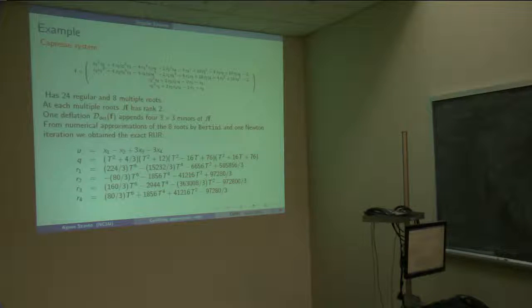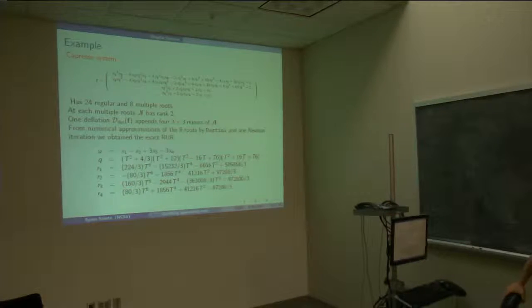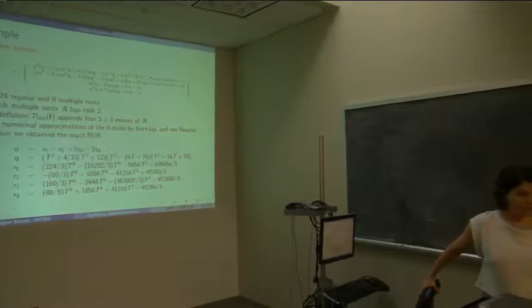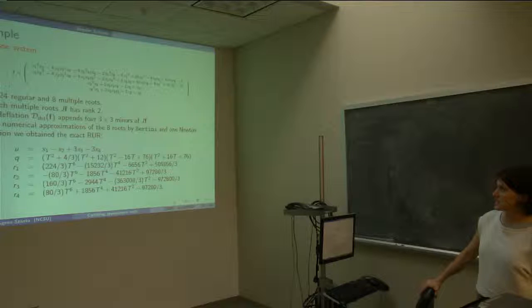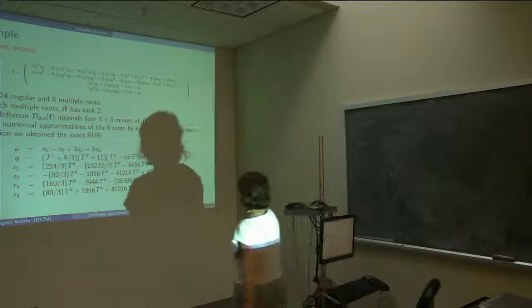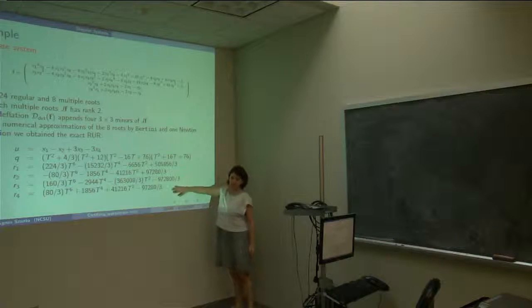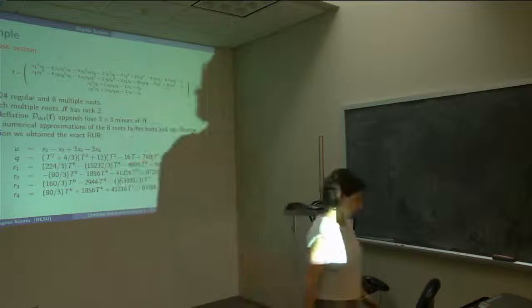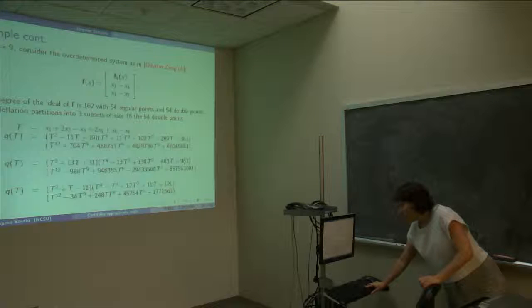So here is a little bigger example. This is a system that appeared in similar papers on deflation and multiplicity, called the Cyclic system, and it has 24 single roots and 8 multiple roots. At these multiple roots the Jacobian has rank 2, so we add 4 3 by 3 minors of the Jacobian, and then using the method that I described, we get this rational representation for the 8 double roots. And there are other examples that I wrote.